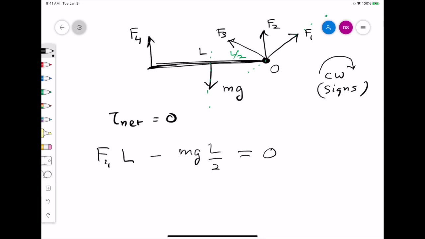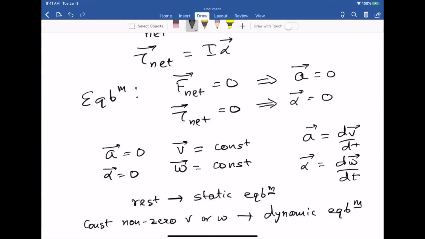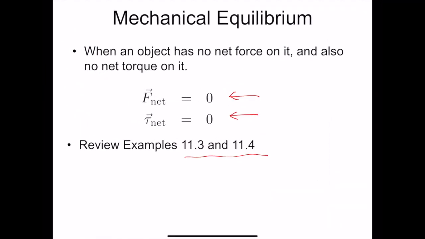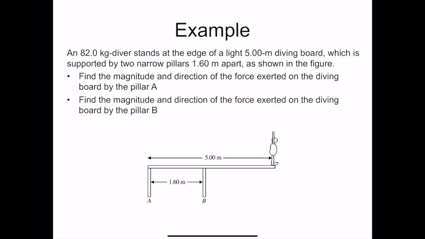All right. What we're going to do next is just look at a few examples of problems. So let's start with this one. I think there's a very similar problem to this in your Mastering Physics.